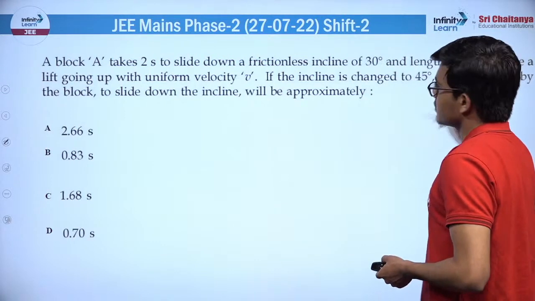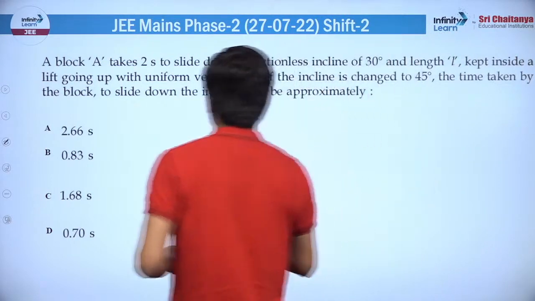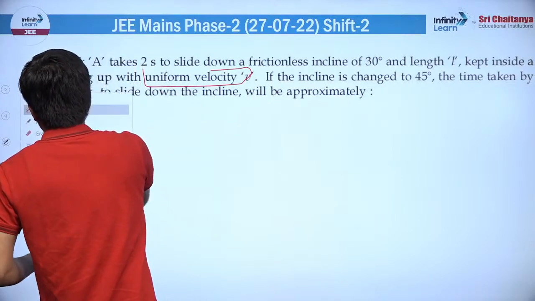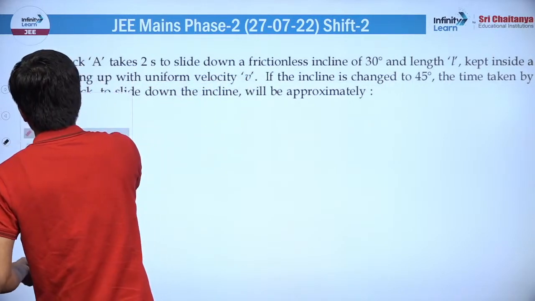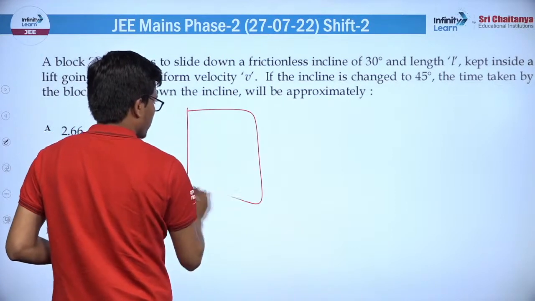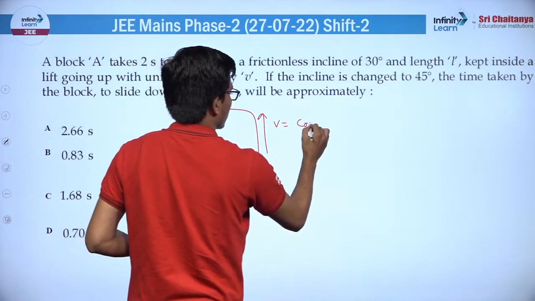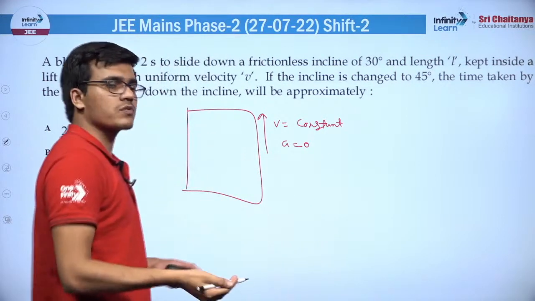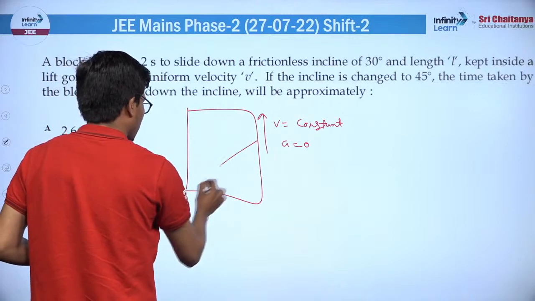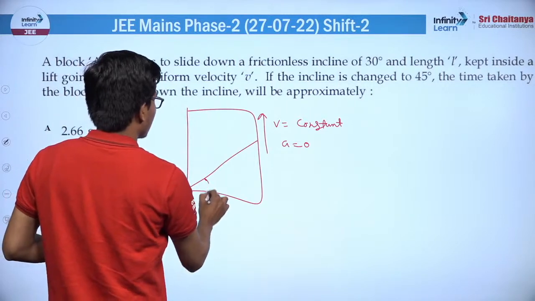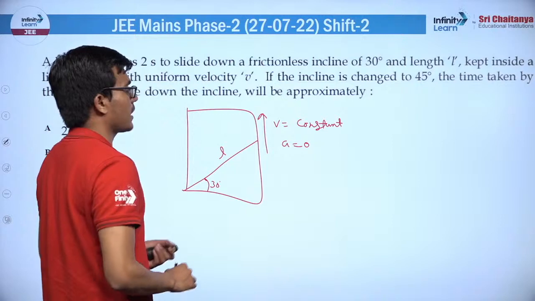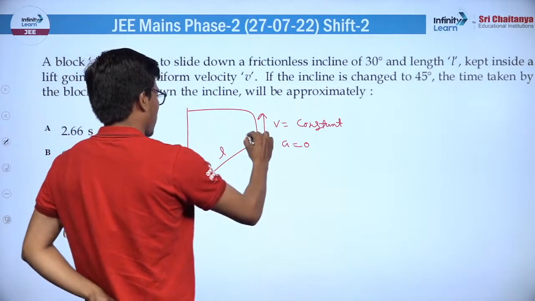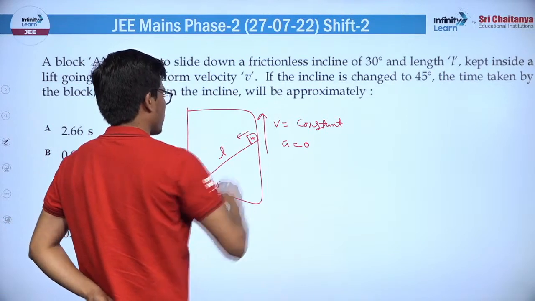Alright, moving to the next question. A block of 2 seconds slides down a frictionless incline of 30 degrees, length L is given, kept inside a lift going up with a uniform velocity. This question is just confusing you by giving this lift, because you don't need any help with the lift, since velocity is constant. If velocity is constant, acceleration is 0, so pseudo force will not be there, and you have an incline like this where theta is equal to 30 degrees, the length of the incline is L, and 2 seconds is the time taken by the block to go down, that you need to find.